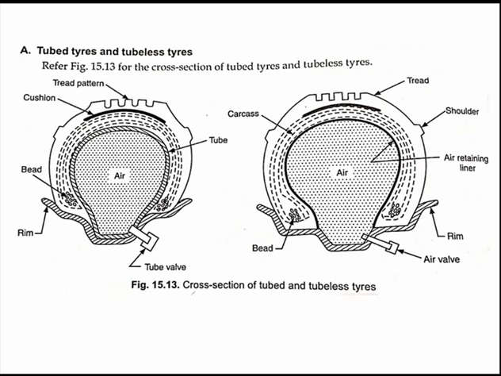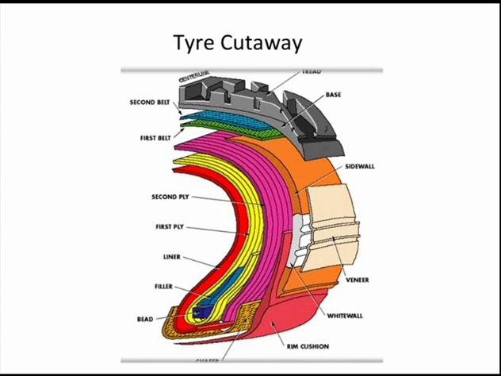Okay, so next we are going to study the cutaway of our tire. You can see what the parts inside a tire are. So the first one, the over layer, you can see the tread is there, and this is the baseline, and you can see these sheets, first belt and second belt.